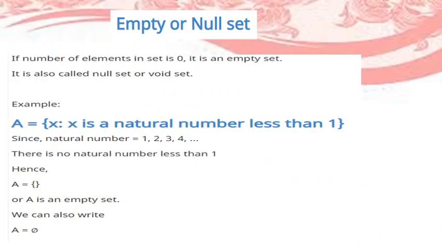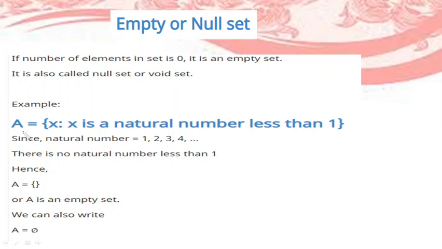What is empty or null set? If the number of elements in a set is 0, it means it is an empty set. It is also called null set, or we call it void set as well. In any set, if the number of elements is 0, it means we don't have any elements, so we call it empty set.